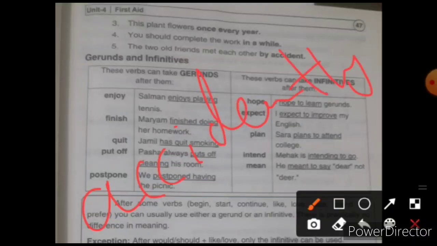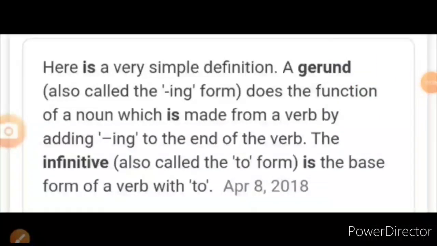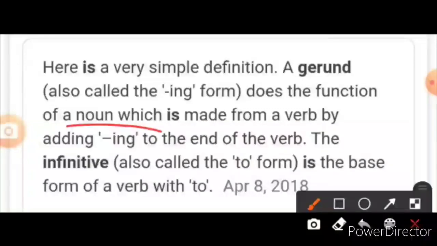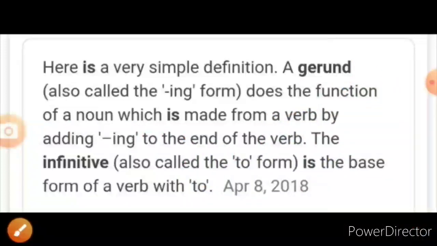Okay, now we are going to have a quick definition of these two, gerunds and infinitives. Here is a very simple definition. A gerund, also called the ing form, does the function of a noun, which is made from a verb by adding ing at the end. And the infinitive, also called the to form, is the base form of the verb. To means you use to, and then you use the first form of the verb: to enjoy, to quit, to finish. So this becomes your infinitive. When you use to and the first form of the verb, it becomes an infinitive.